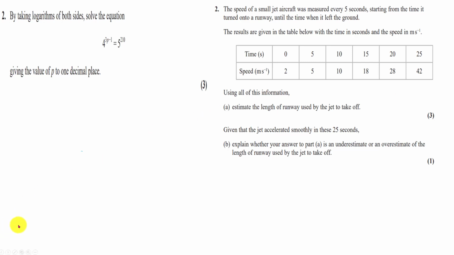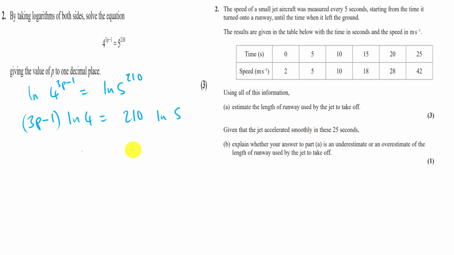Okay, so now we're working through every question 2 of all the pure papers available. Now, take logs of both sides. So we're going to get ln 4 to the power 3p minus 1 equals ln 5 to the power 210. Now we've got to use our power laws, so we know that (3p minus 1) ln 4 equals 210 ln 5.